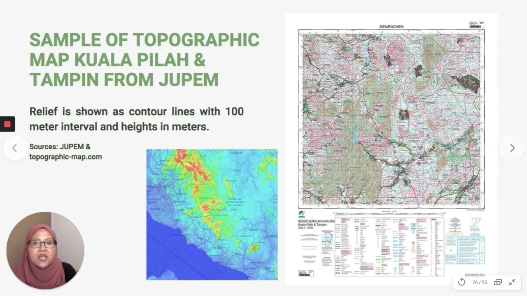This shows a sample of a topographic map of Kuala Pilah and Tampin from JUPEM. You can see the map on the right that focuses on Gemencheh has a lot of lines. These lines are actually contour lines, and they have been drawn with a 100-meter interval in height. So when we use a contour map, we can generate the elevation of the site to understand the site profile. The map on the left shows the different elevations that are distributed across the area.